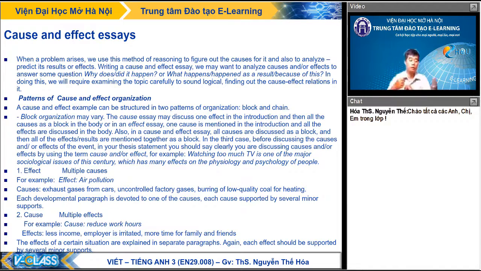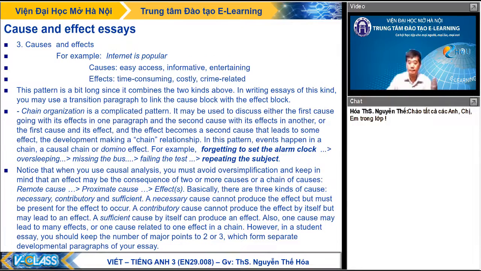And now we also have one cause, but with different effects. For example, we have the cause reduced work hours, but the effects may be less income, employers are irritated, more time for family and friends. So I repeat, one cause may have different effects, and one effect may have different causes. And now we move on to the next.